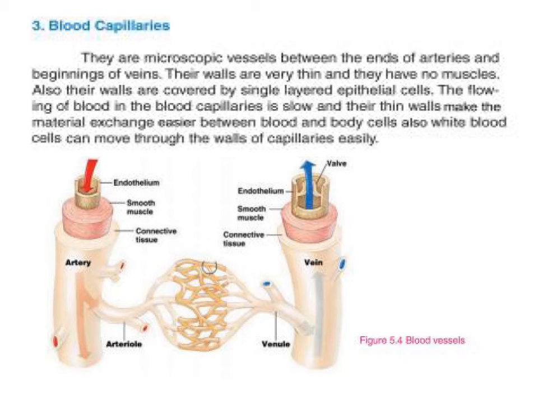Blood capillaries. The third type of blood vessels are blood capillaries. They are microscopic vessels. That means very tiny vessels between the ends. Where are they found? Found between the ends of arteries and the beginning of the veins. Their walls are very thin, because they are microscopic vessels, and they have no muscles.